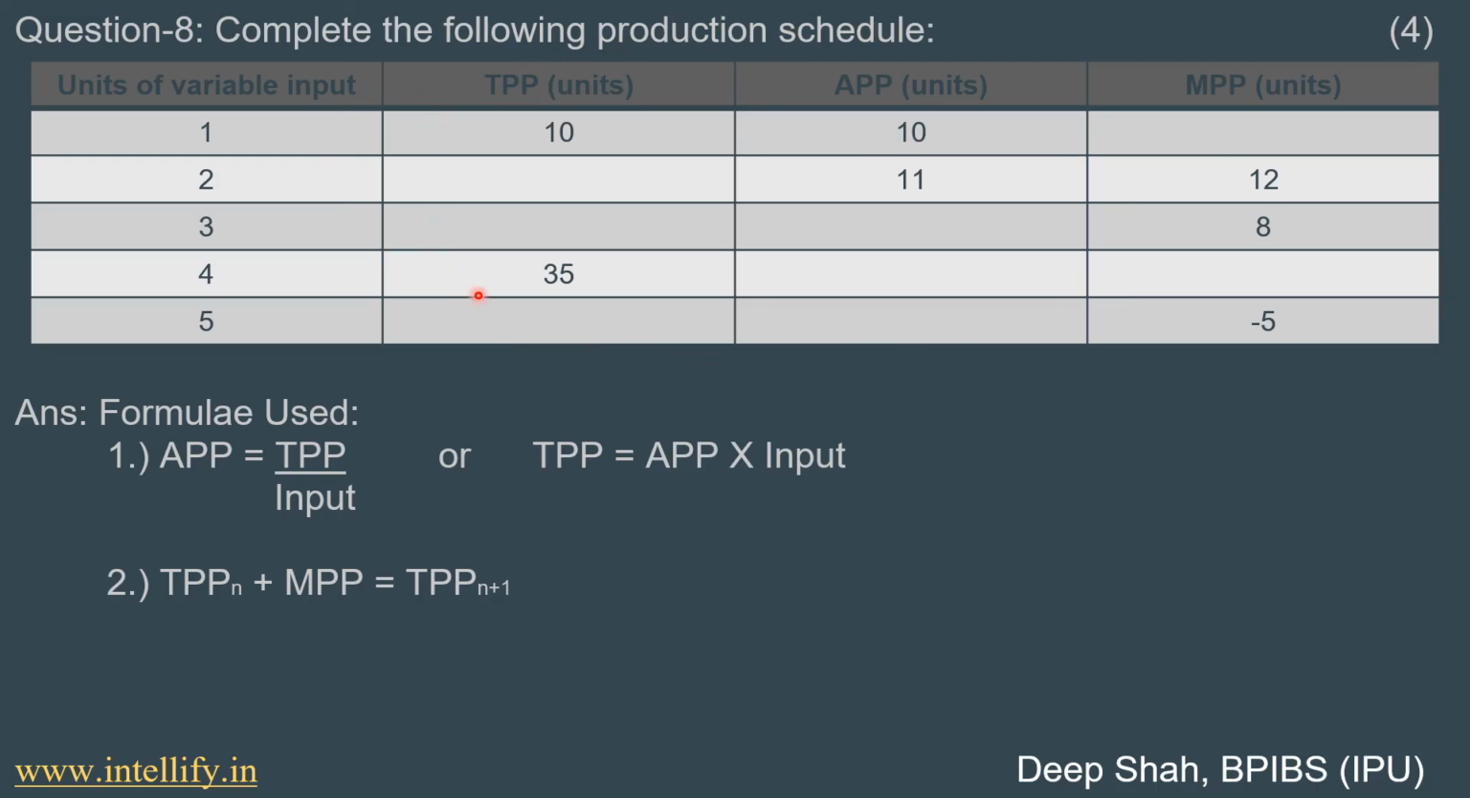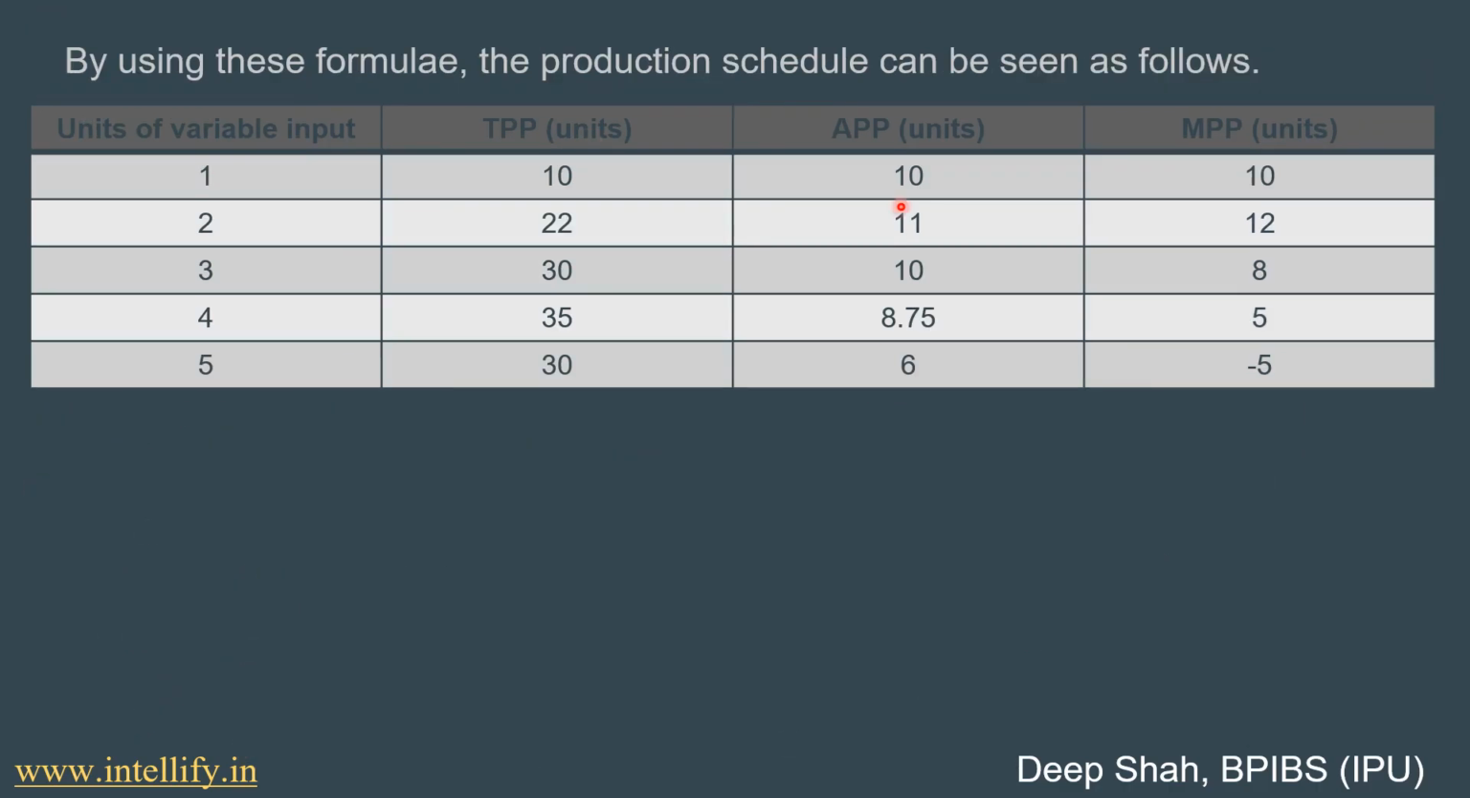So we can get the solution by applying the following formulas. APP is equal to TPP upon input, and TPPn plus MPP is equal to TPPn plus 1. Now to obtain this figure, we will multiply 11 by 2 according to this formula, and we will obtain this by applying this formula. And then we will calculate MPP by following this formula. And in this way, we will get these values.